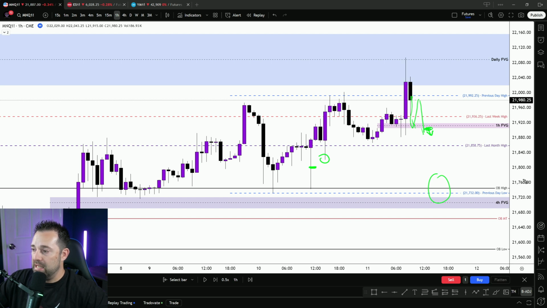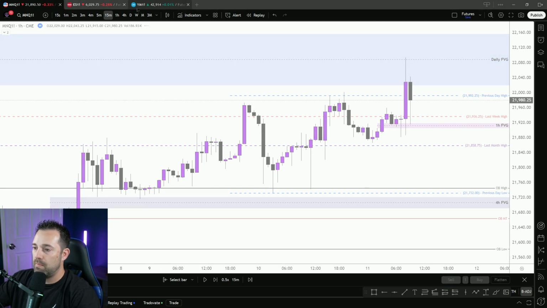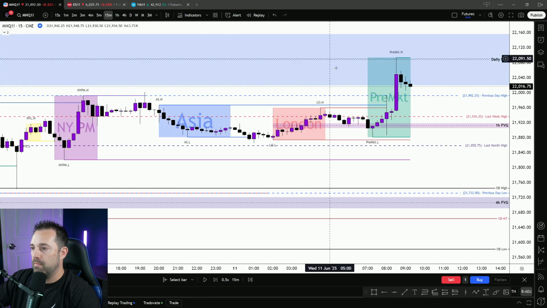Now, do I need to make 200 points, like I said? No. So I would look really for a target on the 5 minute or 1 minute at that point, or probably target these lows somewhere. That's what I would do. So that's what I'm immediately thinking in my head, looking at this 1 hour chart. Now let's go down to the 15 minute. All right, and here we go. I have all my sessions marked.